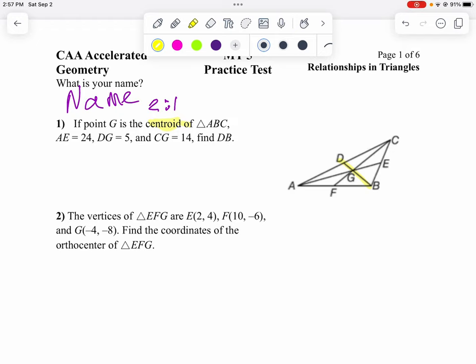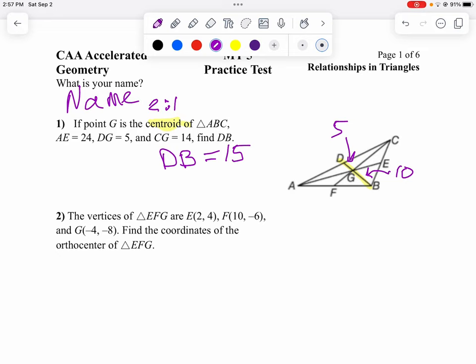So what do I know? Well, I know D to G is 5. That's 1/3 of that segment. So 2/3, G to B is going to be 10. So that makes D to B is going to be 15.